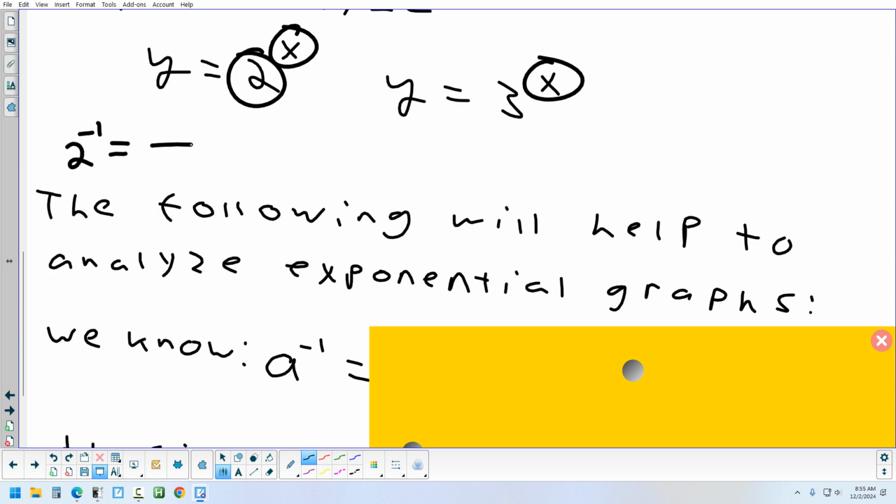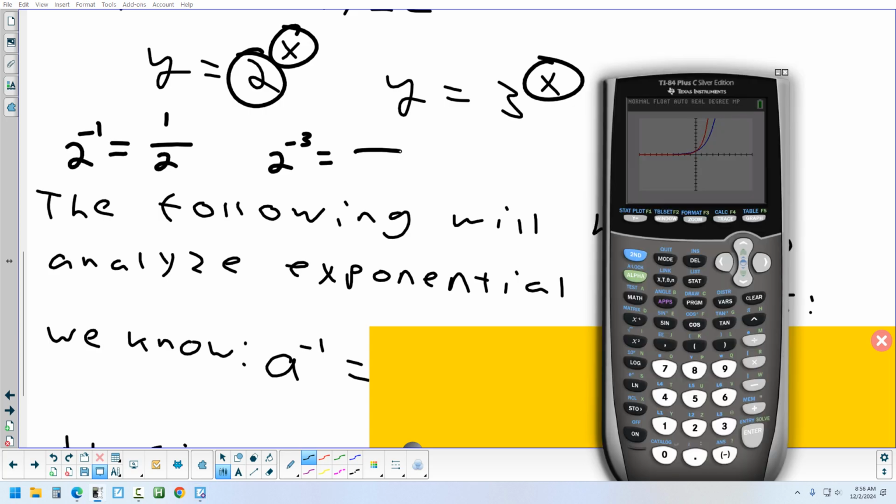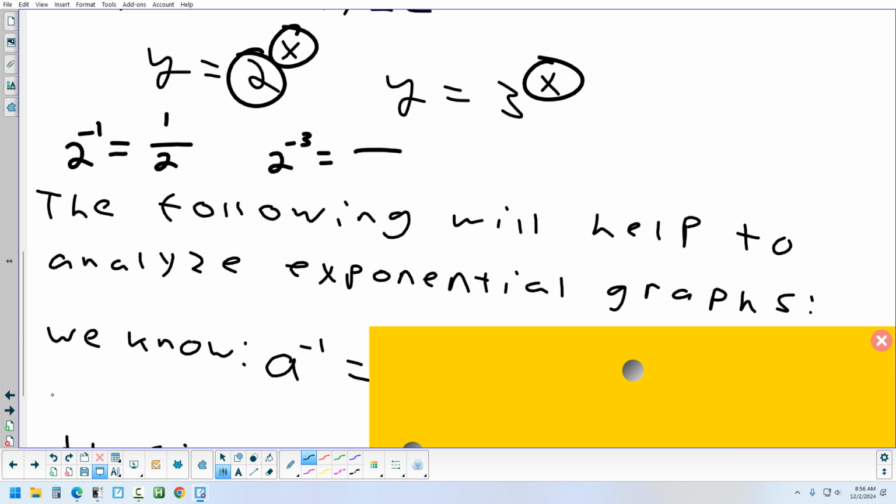Anybody remember what 2 to the -1 turns into? 1/2. It turns into 1/2. Yeah. How about 2 to the -3? Does anybody remember what fraction that would turn into? 3/2. Not 3/2. 2/3. So let's type it in and just see what happens. 2 raised to the -3. It gives us 0.125. Does anybody know what fraction that is? An eighth. That's an eighth.